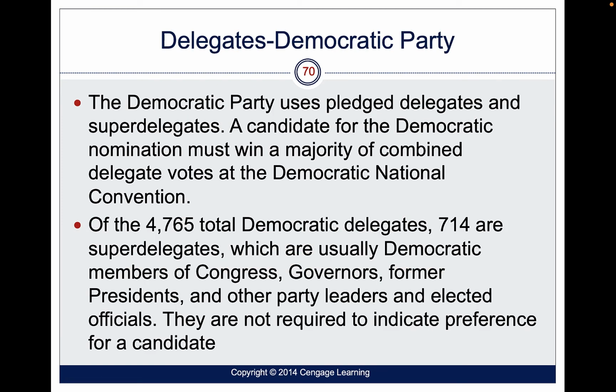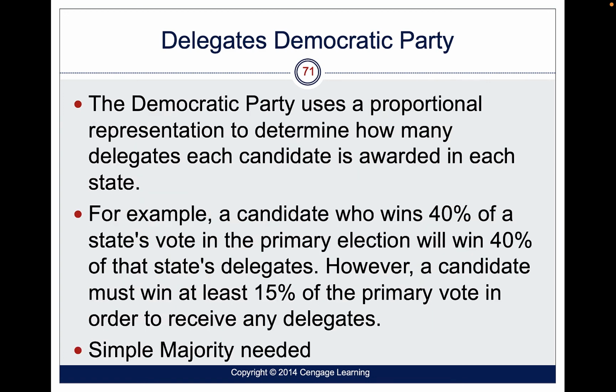The way the Democrats choose their nominations for president, the Democratic Party uses pledged delegates as well as something called super delegates. In order to win the nomination for president, you need a majority of delegate votes at the Democratic National Convention. Of the 4,765 total Democrat delegates, 714 are super delegates. So 714 of these people are individuals such as governors, members of Congress, former presidents, and other party leaders. So they are able to say who they want to choose as the nominee.